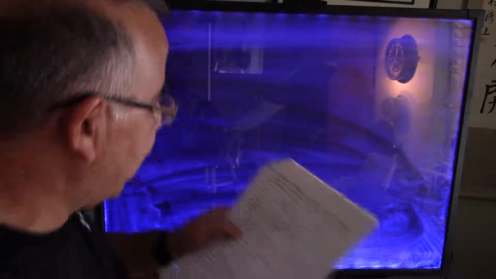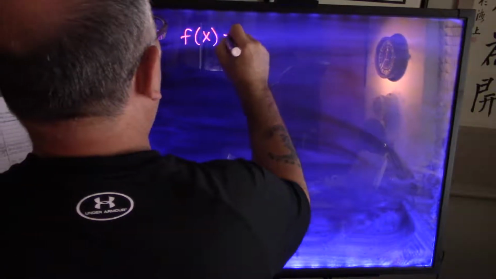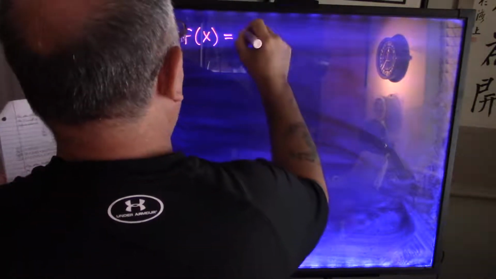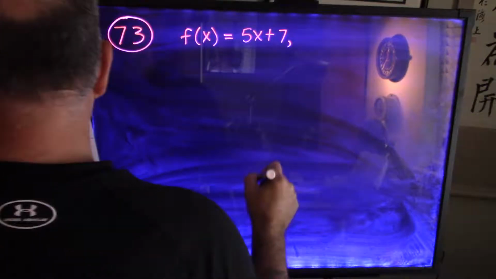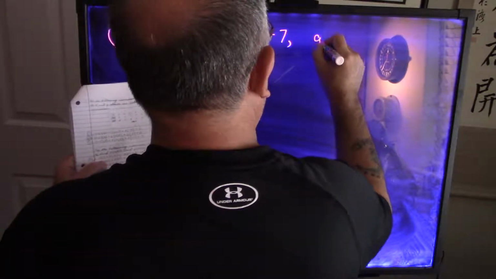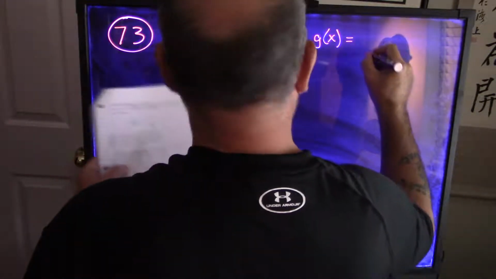Okay, new set of directions for the 73. For the following exercises, use each pair of functions to find f of g of 0 and g of f of 0. So we have f of x is 5x plus 7. G of x is 4 minus 2x squared.